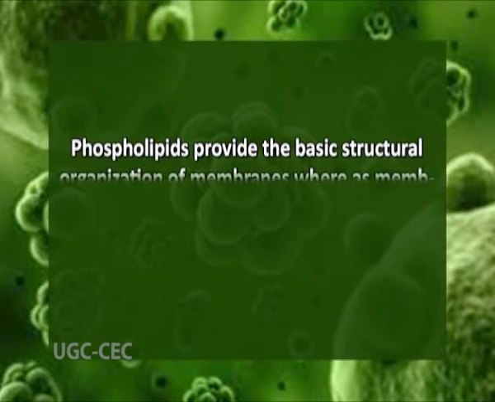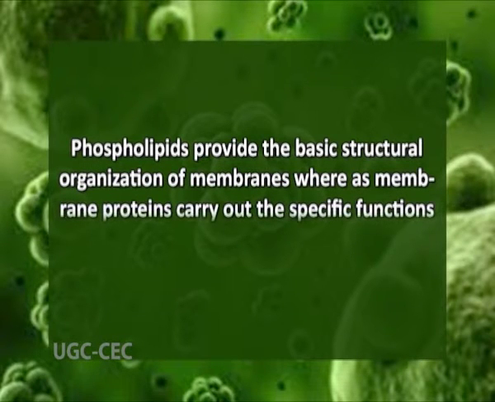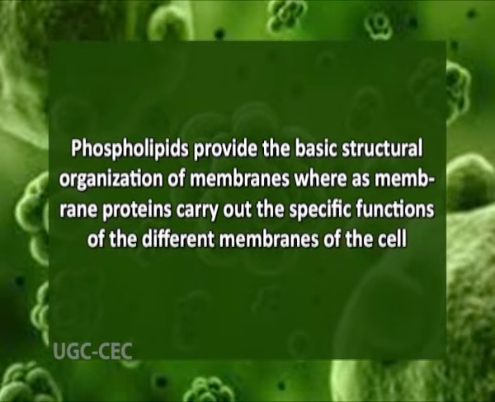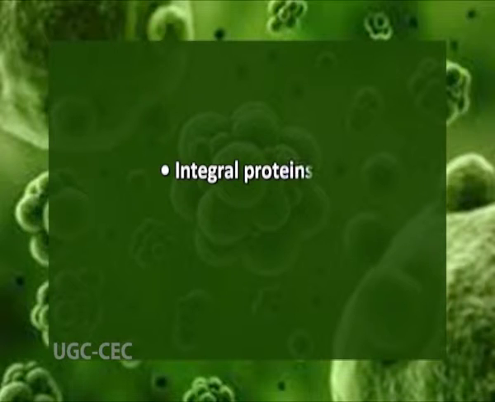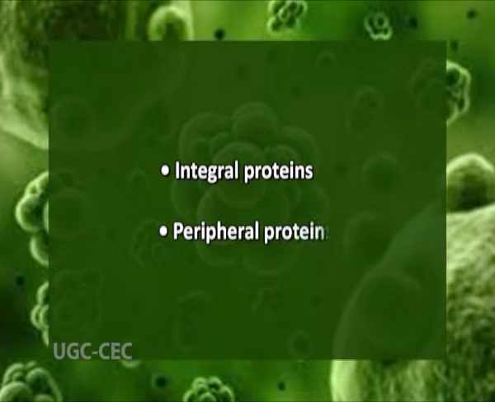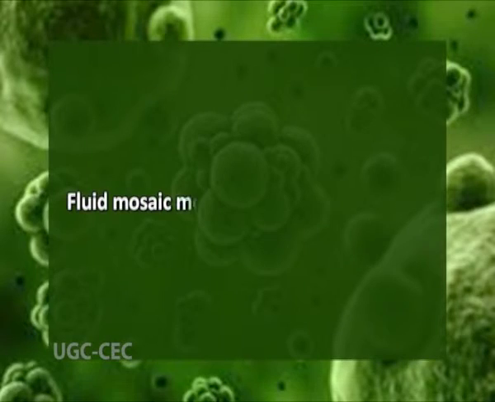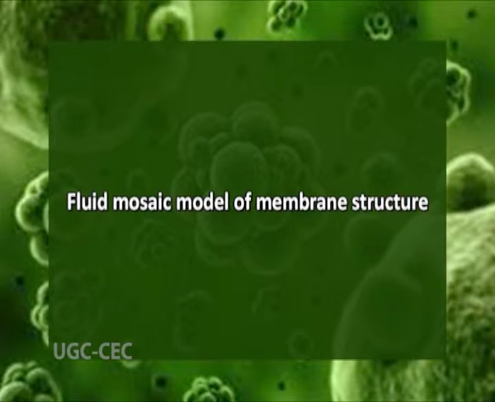While phospholipids provide the basic structural organization of membranes, membrane proteins carry out the specific functions of the different membranes of the cell. These proteins are divided into two general classes: first, integral proteins located in the lipid bilayer, and second, peripheral proteins outside of the lipid bilayer, based on the nature of their association with the membrane. Fluid mosaic model of the membrane structure. Biological membranes consist of proteins inserted into a lipid bilayer.